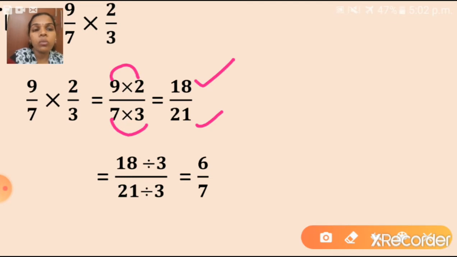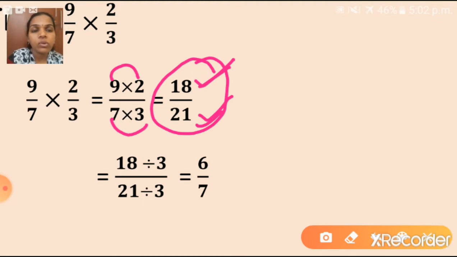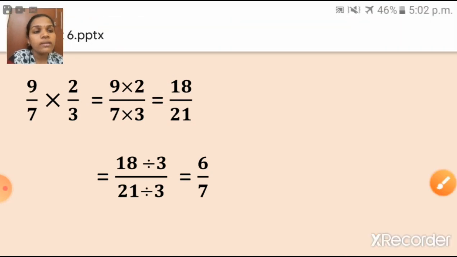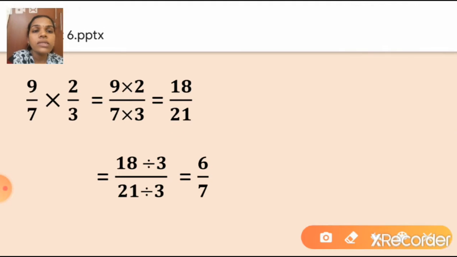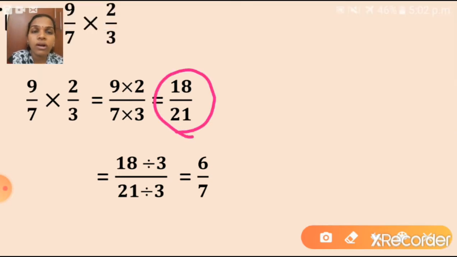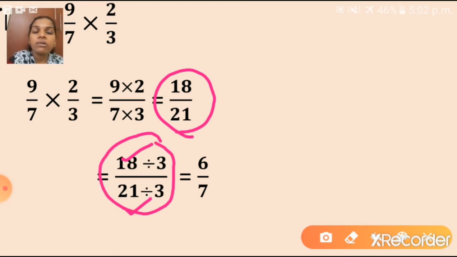So after multiplying, what answer will you get here? 18 upon 21. So children, see here 18 and 21. Can you identify any common factor here? Yes, 3. These two numbers come in the table of 3, so we can divide both numbers by 3. So children, the next step is what? We have to simplify this fraction with the help of the common factor. So 18 divided by 3 upon 21 divided by 3. So children, this step is not necessary, you can also write the answer directly.